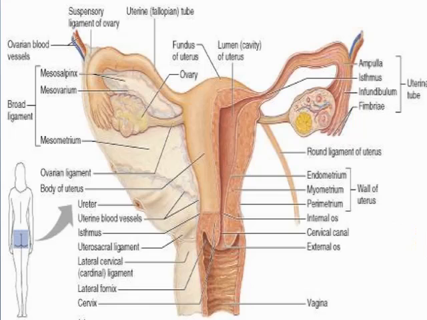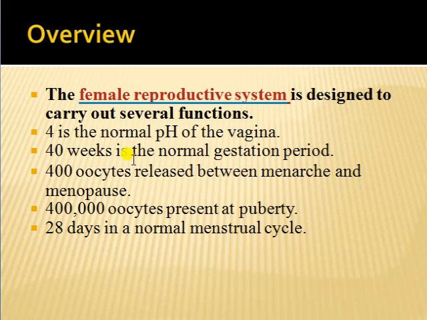But before going to that, in the overview, the female reproductive system is designed to carry out several functions. So what are the main important functions here? The pH of the vagina is 4, and 40 weeks is the normal gestation period. 400 oocytes are released between the menarche and menopause. So when puberty starts, after puberty, 400 eggs are released up to the menopause.